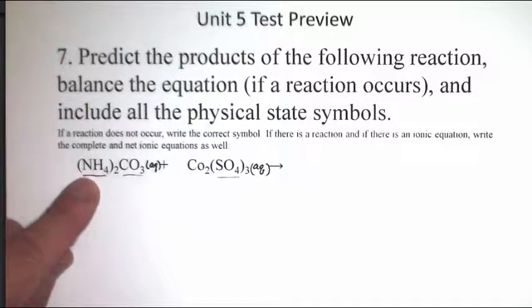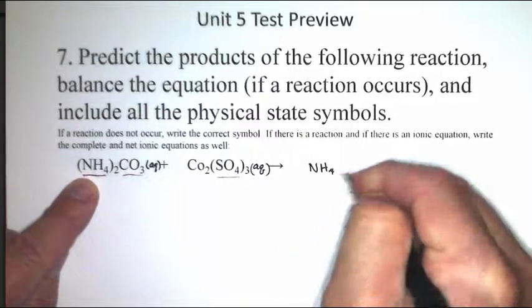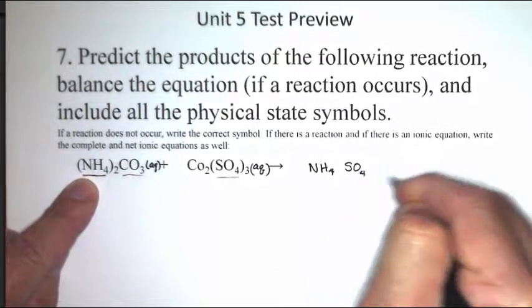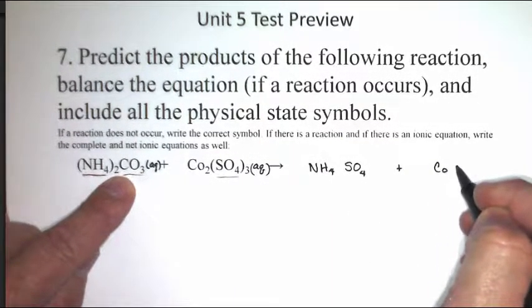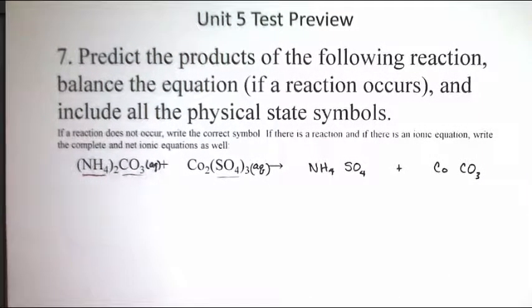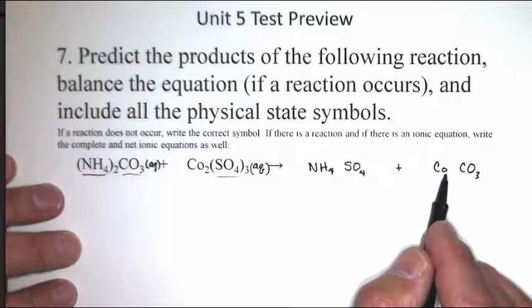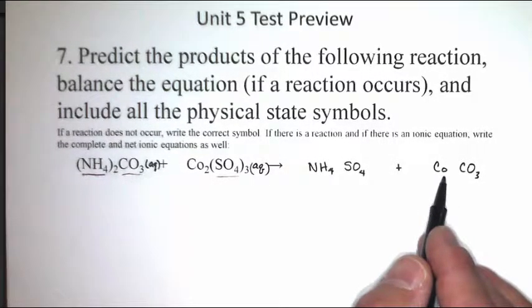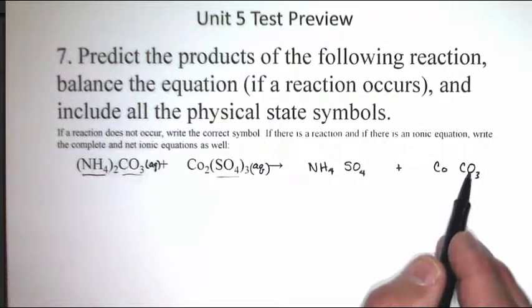So A part goes with D part. So I'll put NH4 with SO4. And then I'm going to put cobalt with carbonate. And this example shows you how important it is to clearly make capital letters and lowercase letters. Because without knowing that's a lowercase letter, you wouldn't know that's not, it's cobalt. Cobalt, any element, always is a capital letter, and if there's more than one letter, then the second letter or third letter is always lowercase. So this means that both these represent 2 different elements.